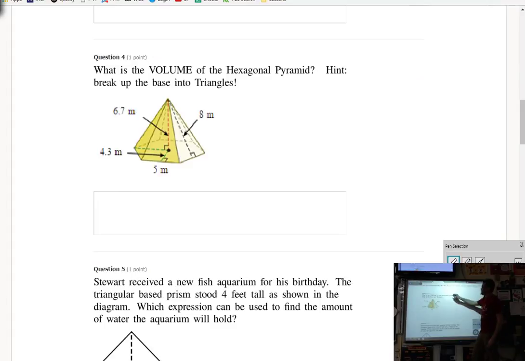The thing people struggle with most here is their big B. I don't care if you already wrote this process down, you should write it down again. Because here's what we're looking at. We're going to break this base up. Right now, it's a hexagon. But we are going to break it up into 6 triangles.